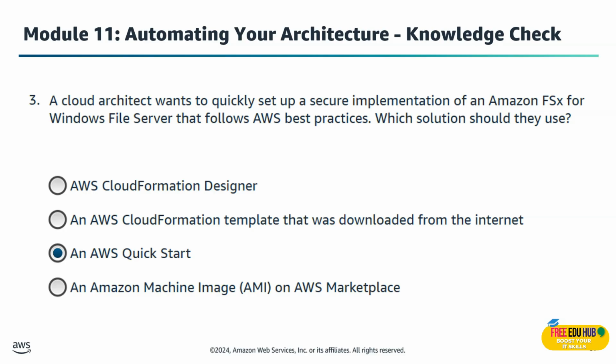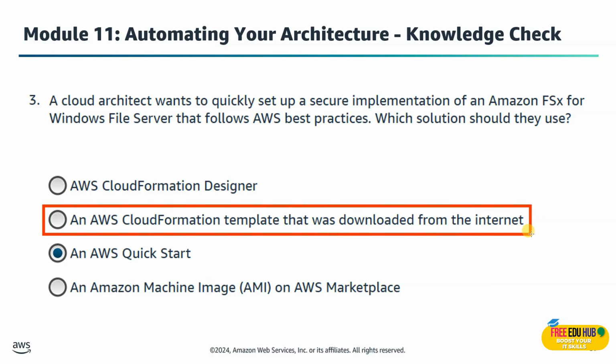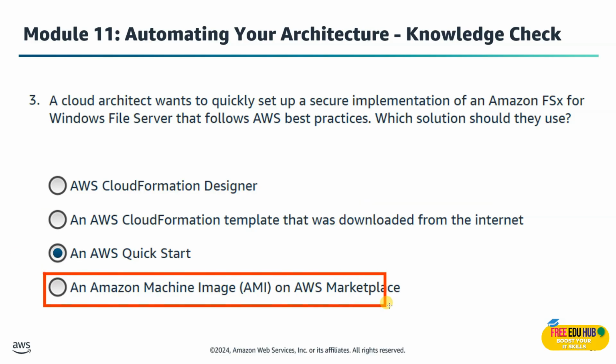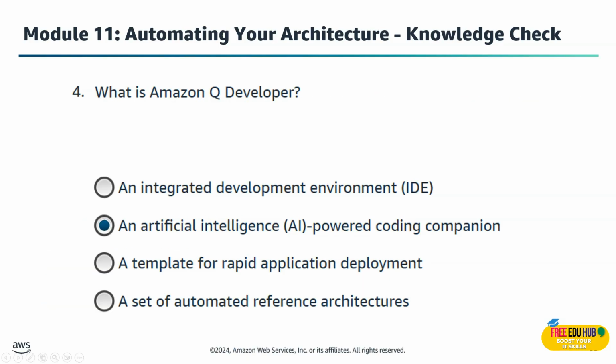from scratch. Now, if we explore the option of CloudFormation Designer, it's not the right option, since it's a tool to design templates, not to deploy a full architecture quickly. And then we are not going for a CloudFormation template that was downloaded from the internet, since it might not follow AWS best practices or be secure. And we are not going for an AMI on AWS Marketplace, because that's just a virtual server image, not a full deployment or solution. Question number 4 says, what is Amazon Q Developer?